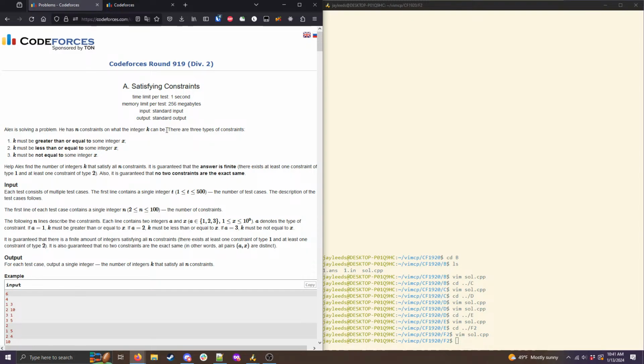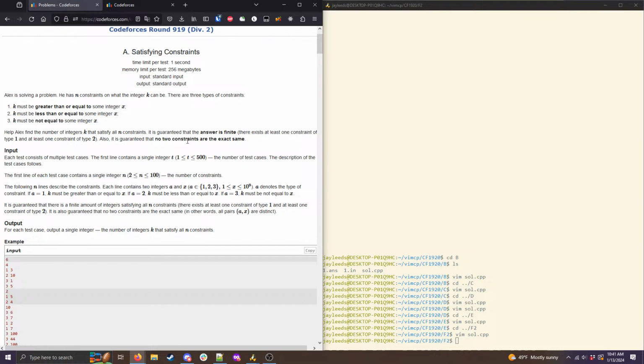Okay, we can start with problem A. So we have n constraints on an integer k, each of which says that k has to be greater than or equal to, less than or equal to, or not equal to some x. And we have to count the integers that satisfy all n constraints. We're guaranteed that there exists at least one constraint of each of the first two types. So that way we know the answer will be finite.